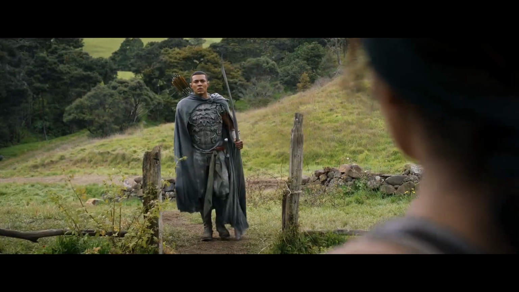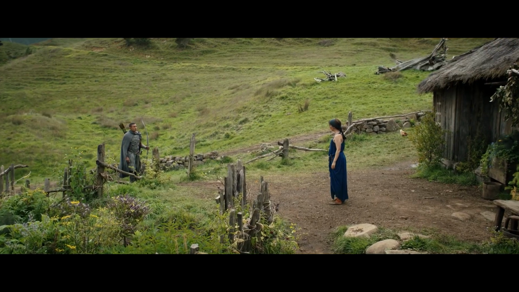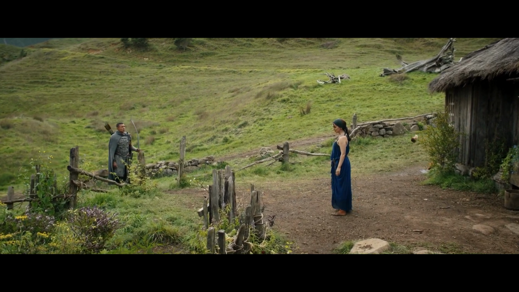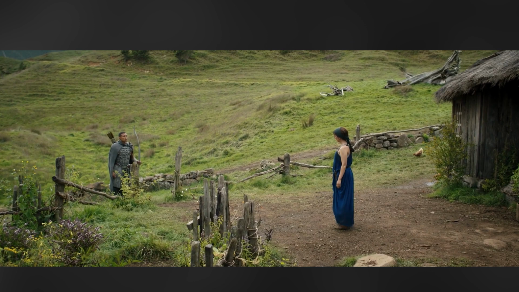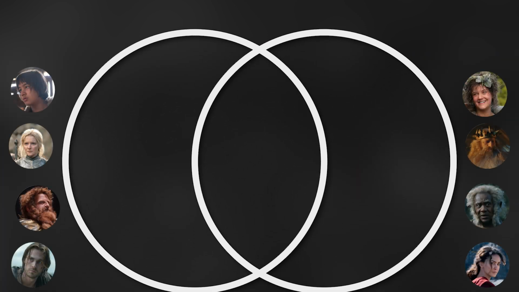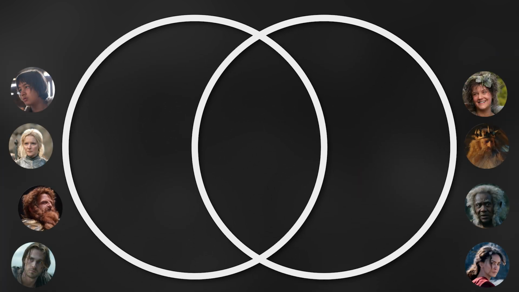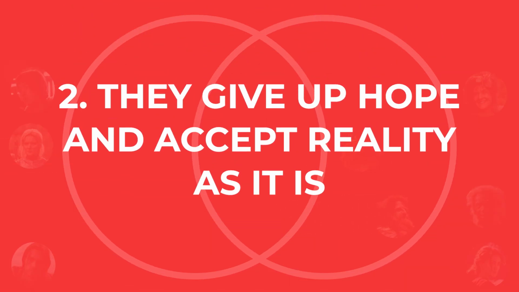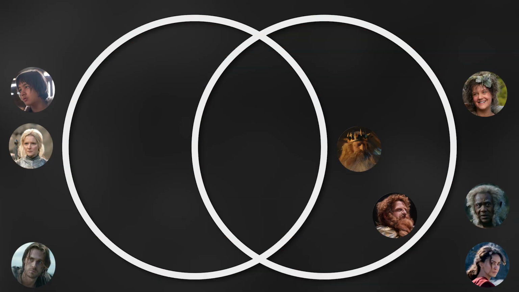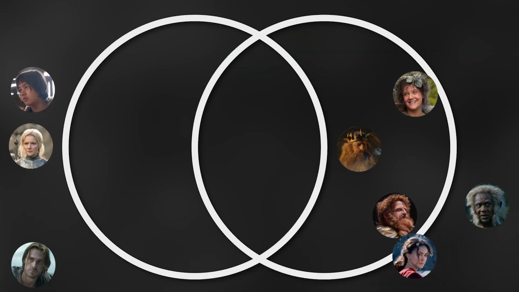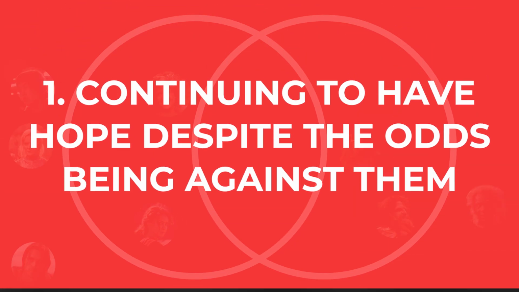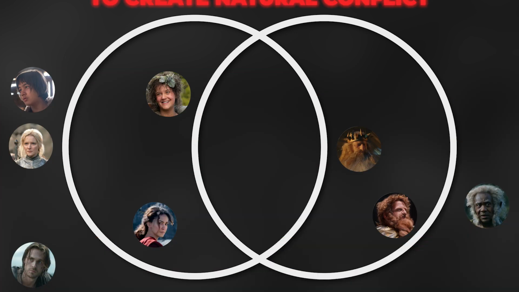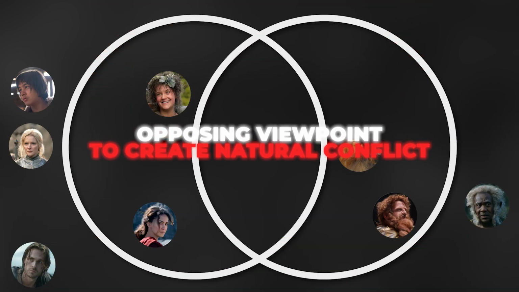If we take McKay's words and look at his show as a story of hope, then by virtue, these characters that he's created and their antagonists should easily fall into place on this diagram. An argument could be made that Halbrand and King Durin embody viewpoint 2, that is to say, that they give up hope and accept reality as it is. You could also say that Bronwyn and Nori embody viewpoint 1 of continuing to have hope despite the odds being against them. Remember, the thematic argument should have an opposing viewpoint to create natural conflict.